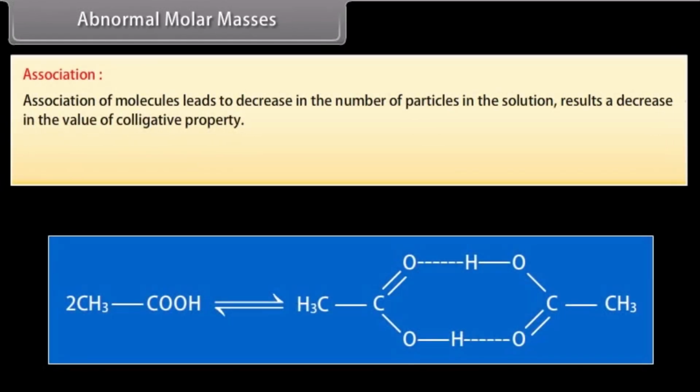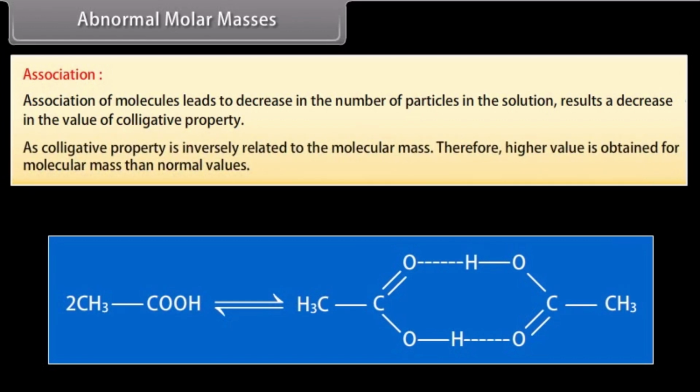Abnormal molar masses. Association. Association of molecules leads to decrease in the number of particles in the solution, which results in a decrease in the value of colligative property. As colligative property is inversely related to the molecular mass, therefore, a higher value is obtained for molecular mass than normal values.